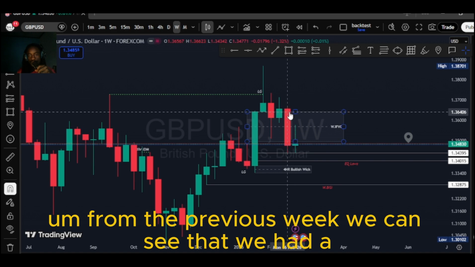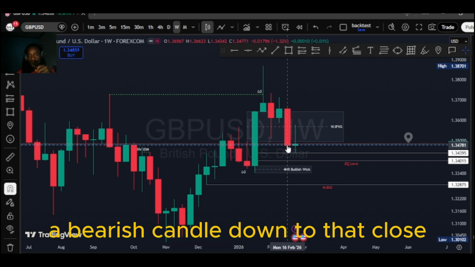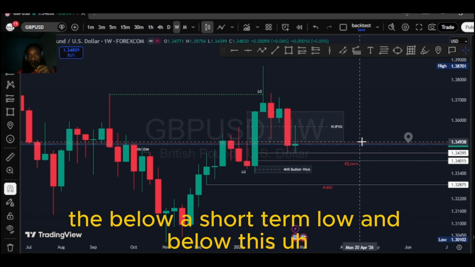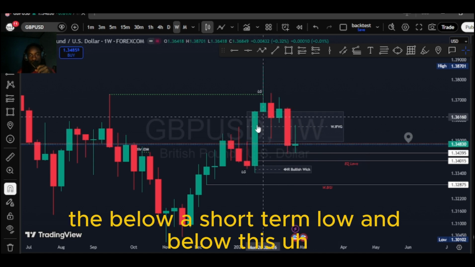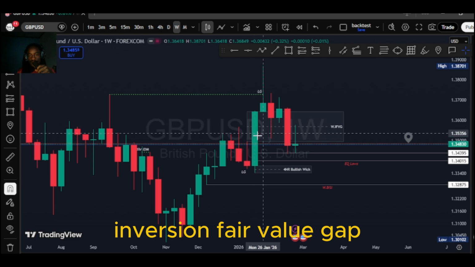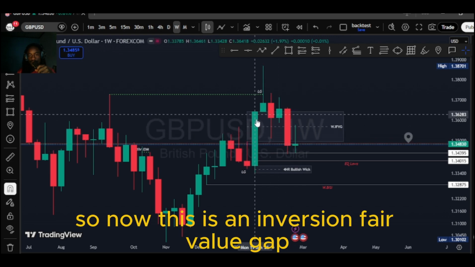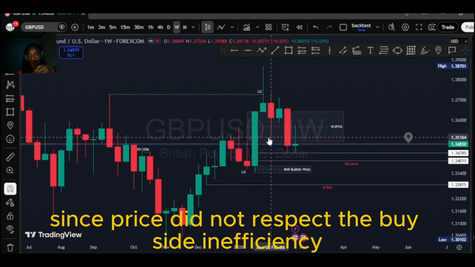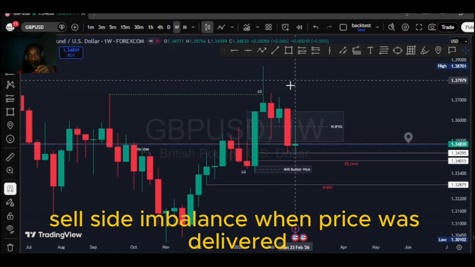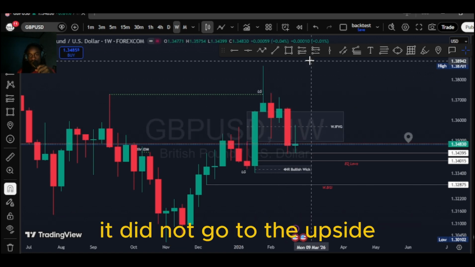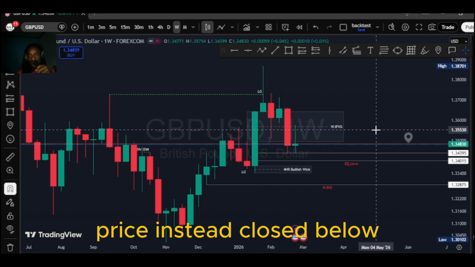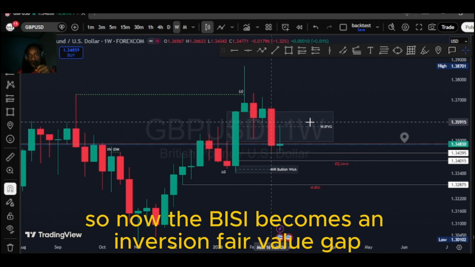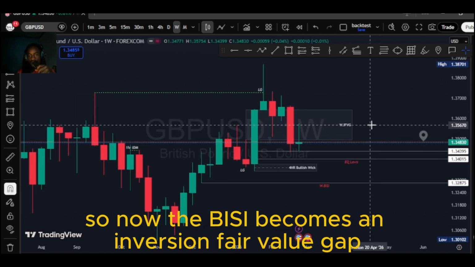From the previous week, we can see that we had a bearish candle down that closed below a short-term low and below this inversion fair value gap. So now this is an inversion fair value gap. Since price did not respect the buy side inefficiency, sell side imbalance, when price was delivered, it did not go to the upside. Price instead closed below. So now the BC becomes an inversion fair value gap.